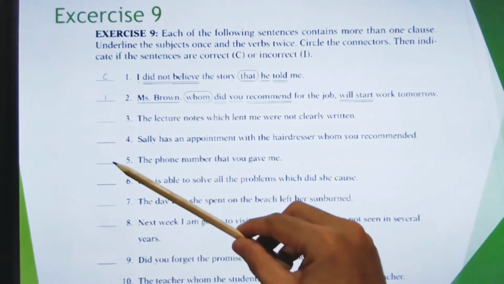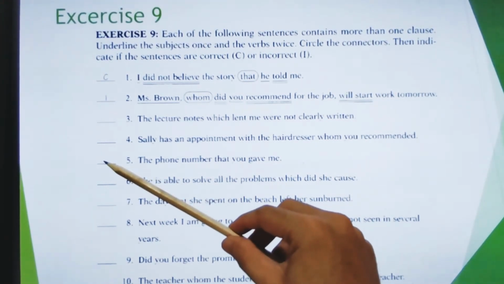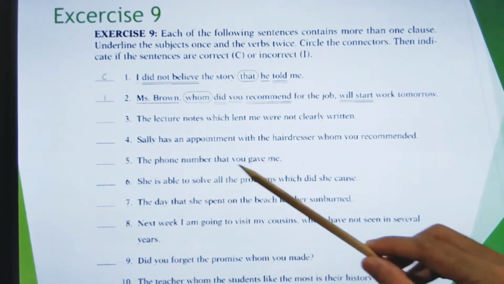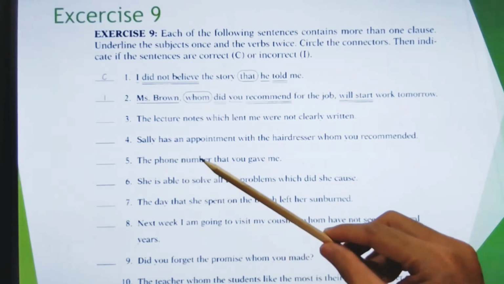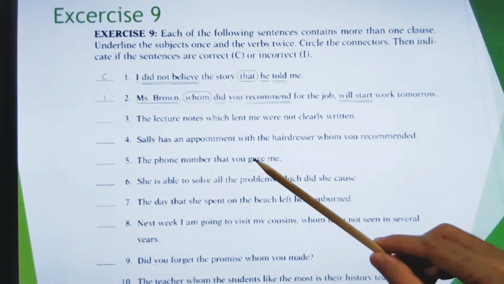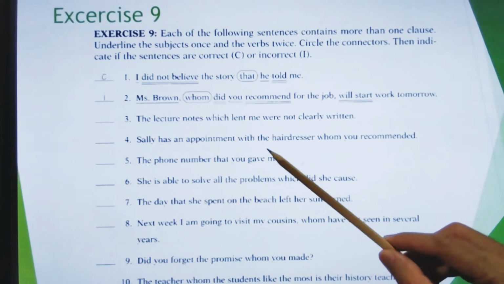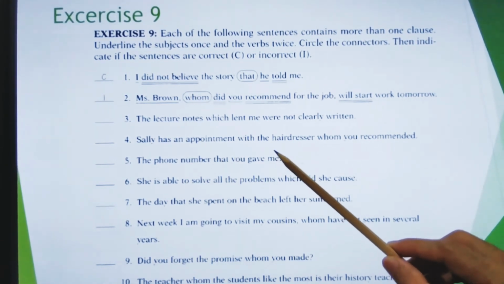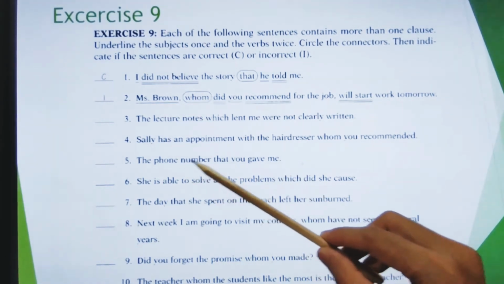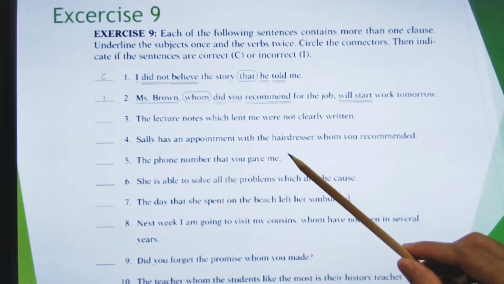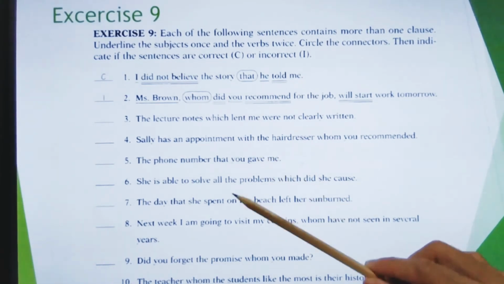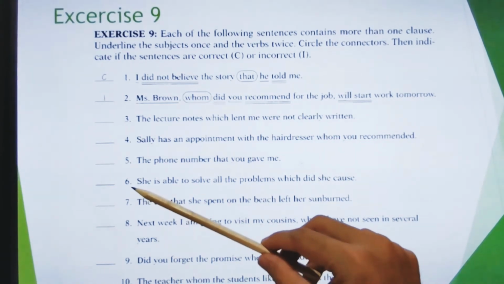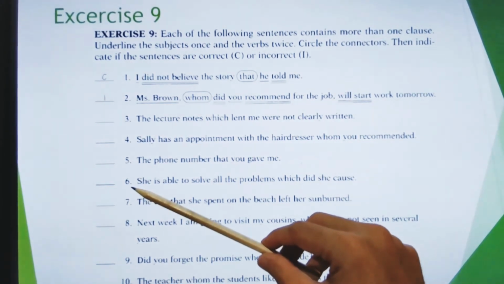Okay, correct. So this sentence is incorrect. Why? Because there is no main verb here, right? So it should be correct if there is a sentence like this: the phone number that you gave me, that you gave, was. So you have to add was here, to be, was, me. Telepon yang kamu berikan adalah punya saya. Okay, so why was? Because gave is past tense. Next, go to number 6.